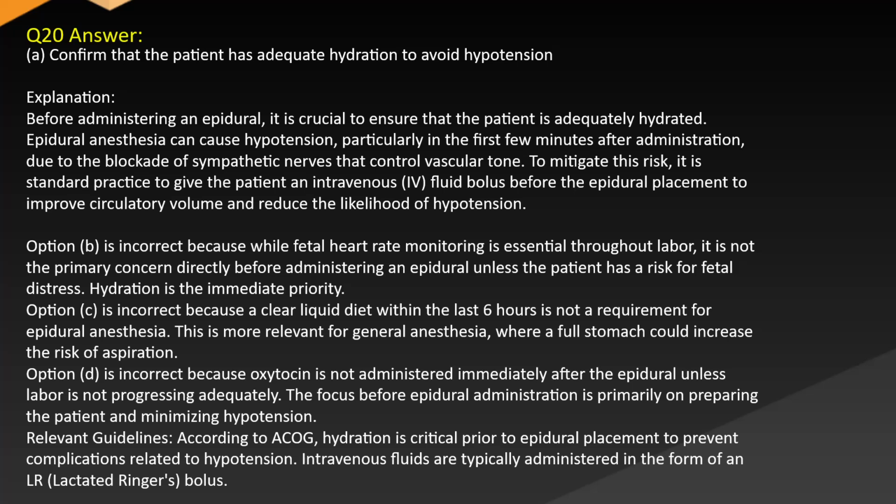Explanation. Before administering an epidural, it is crucial to ensure that the patient is adequately hydrated. Epidural anesthesia can cause hypotension, particularly in the first few minutes after administration, due to the blockade of sympathetic nerves that control vascular tone. To mitigate this risk, it is standard practice to give the patient an intravenous crystalloid bolus before the epidural placement to improve circulatory volume and reduce the likelihood of hypotension.